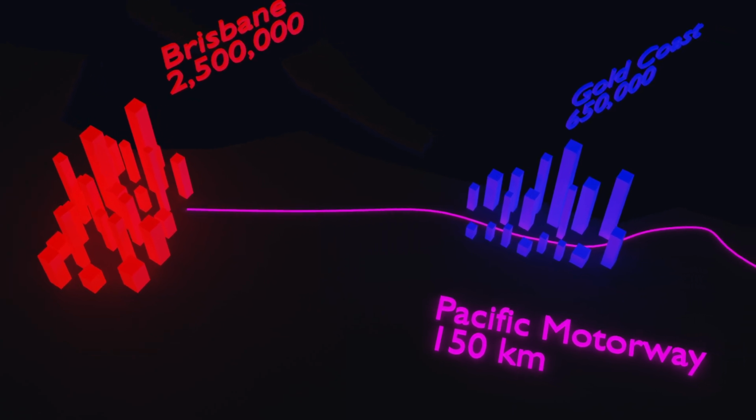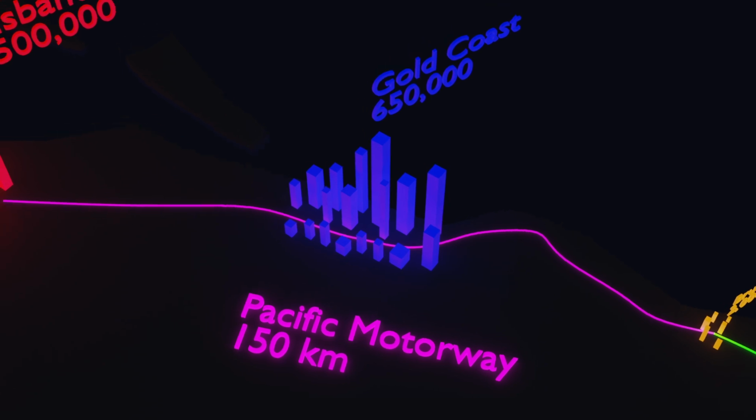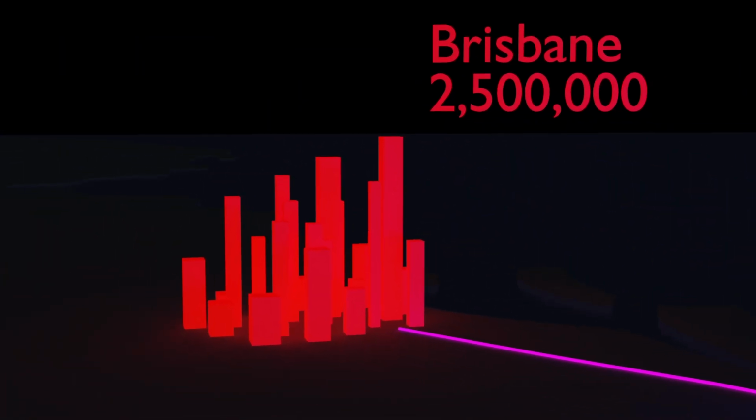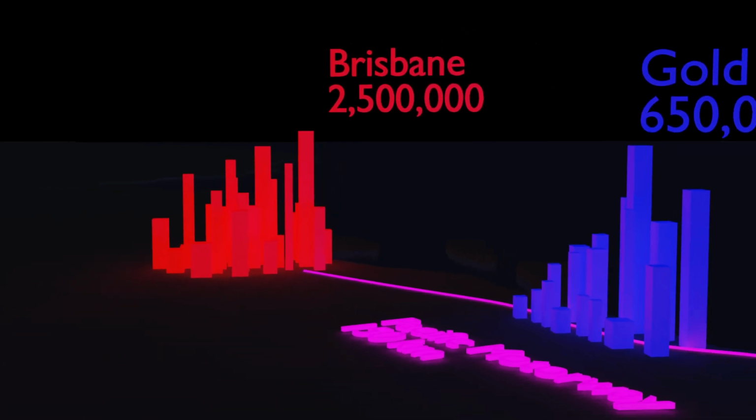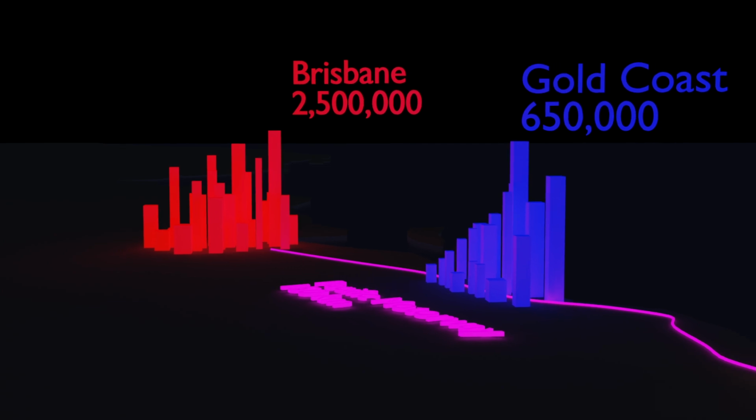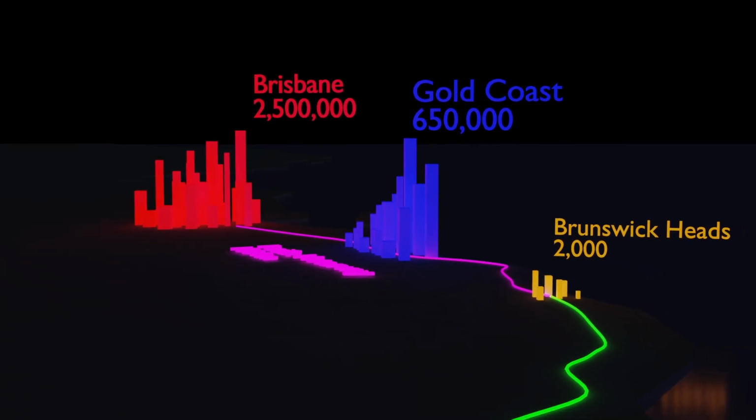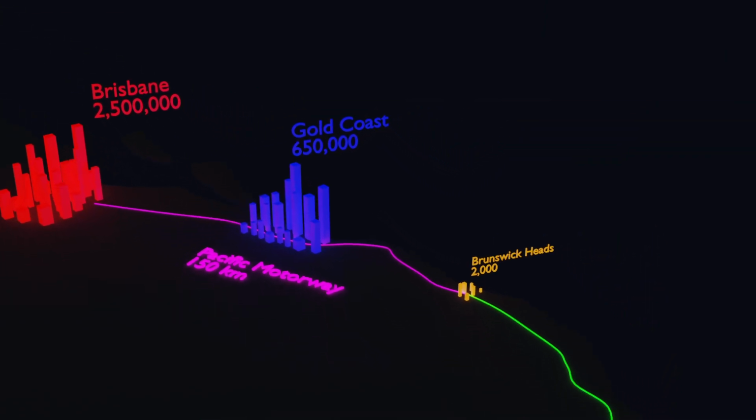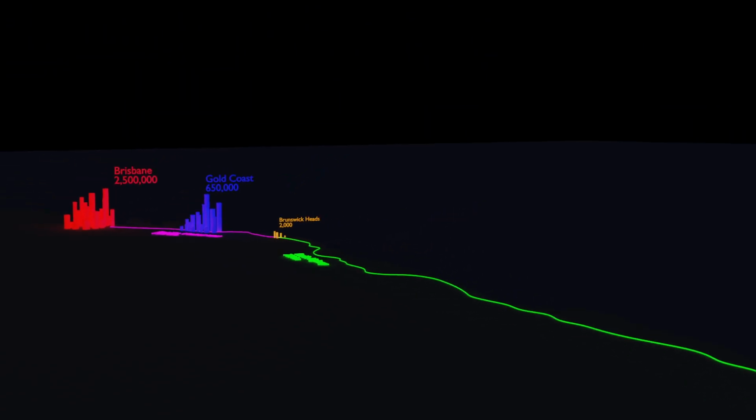The Pacific Motorway is the main road link between the Australian states of Queensland and New South Wales. Starting in Queensland's capital of Brisbane, population 2.5 million, the 150 kilometres long motorway travels south past the tourist haven of the Gold Coast, before terminating in the small New South Wales town of Brunswick Heads. At this point, it becomes the Pacific Highway, beginning the 780 kilometre journey to Australia's biggest city, Sydney.